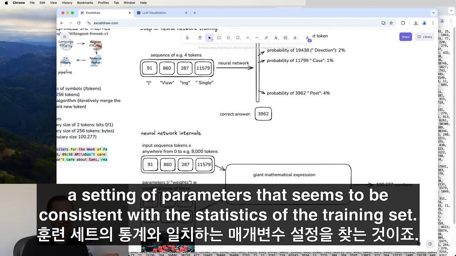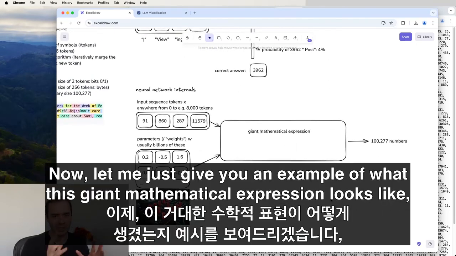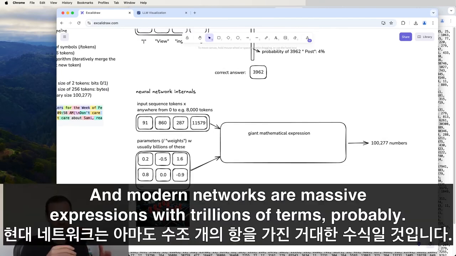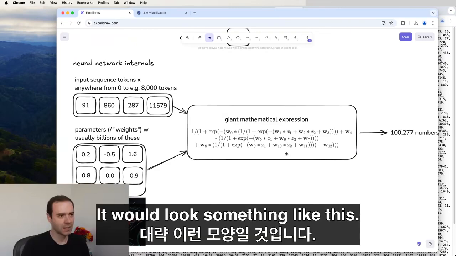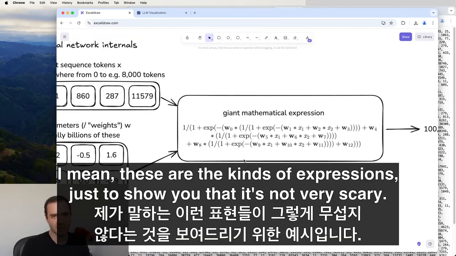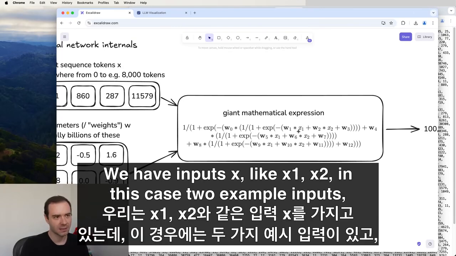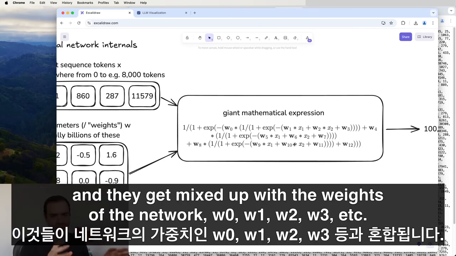Now, let me just give you an example of what this giant mathematical expression looks like, just to give you a sense. Modern networks are massive expressions with trillions of terms probably. But let me just show you a simple example here. It would look something like this. These are the kinds of expressions, just to show you that it's not very scary. We have inputs X, like X1, X2, in this case 2 example inputs, and they get mixed up with the weights of the network, W0, W1, 2, 3, etc.